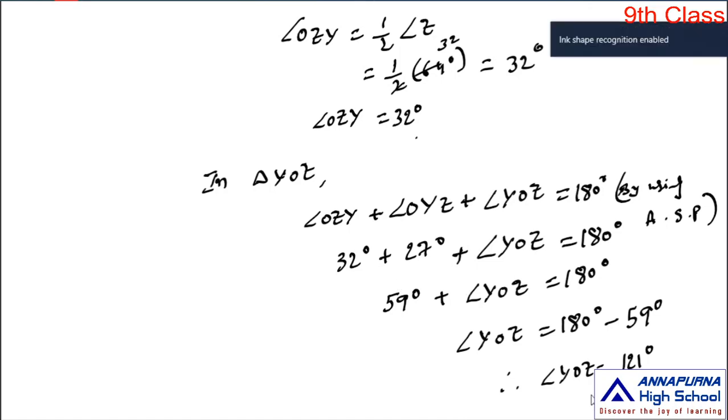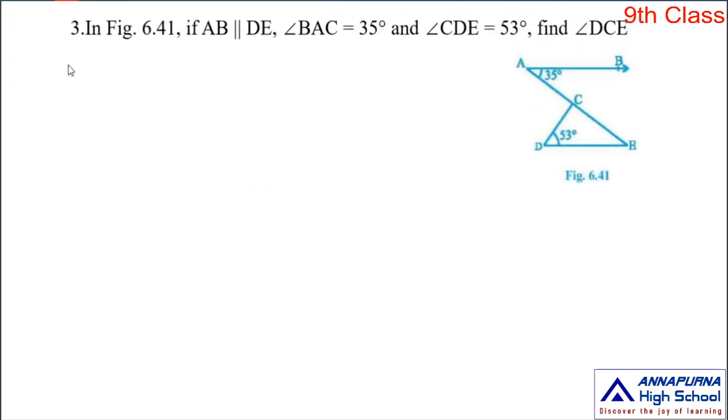This is the second problem. Next, third problem. In figure 6.41, if AB is parallel to DE, angle BAC is equal to 35 degrees and angle CDE is equal to 53 degrees, we find angle DCE. See the figure. AB is parallel to DE.